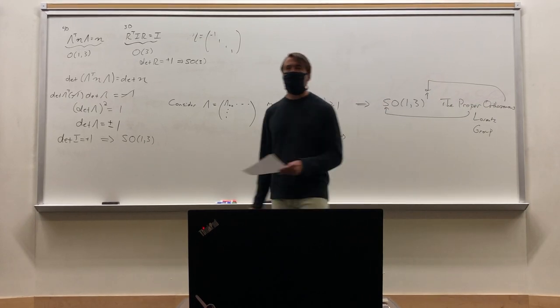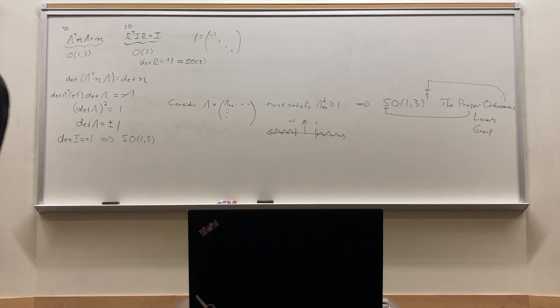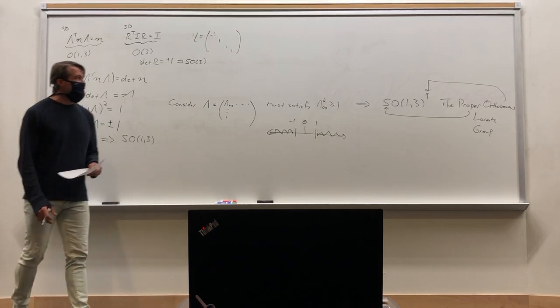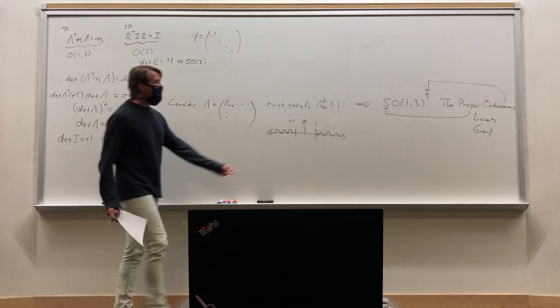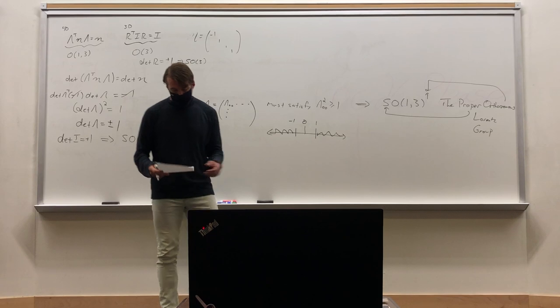And this is technically the group that we should use when we do special relativity. These are transformations which are continuously connected to the identity. They include rotations and boosts, and they satisfy this condition. Okay?